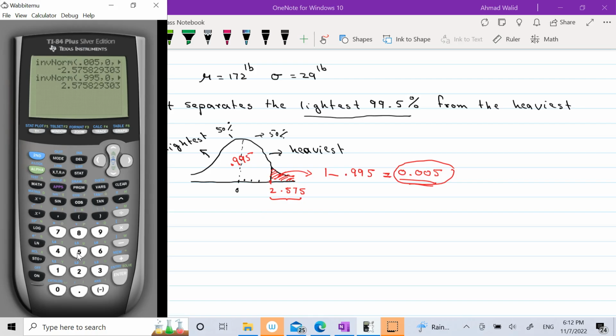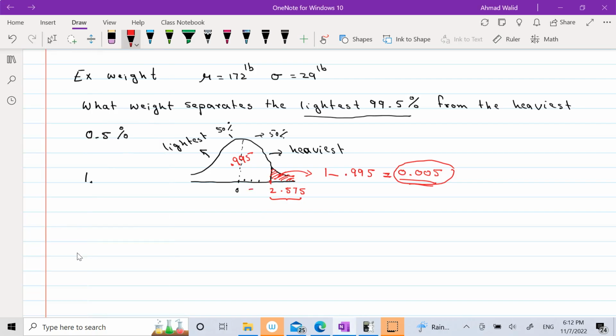Enter again. 2.575. You see, it's the same thing, but this time it is positive, right? This is my z-score actually. My z-score is 2.575. We did a step 1 and a step 2. Step 1 we draw, and step 2 we find our z-score.